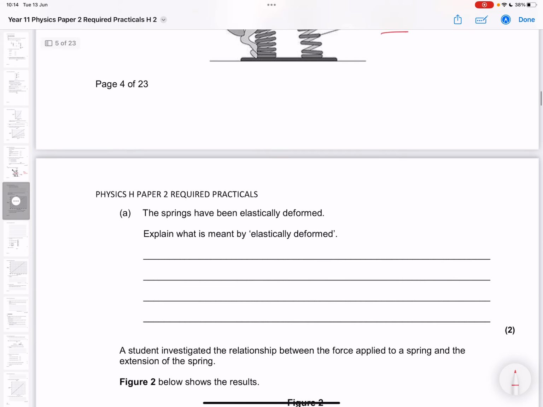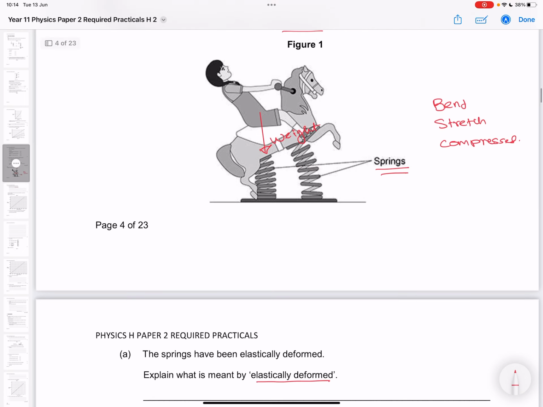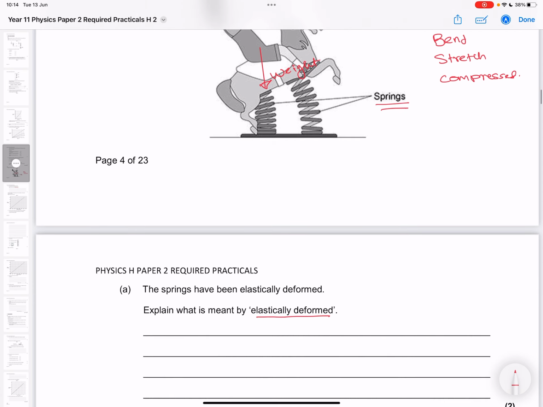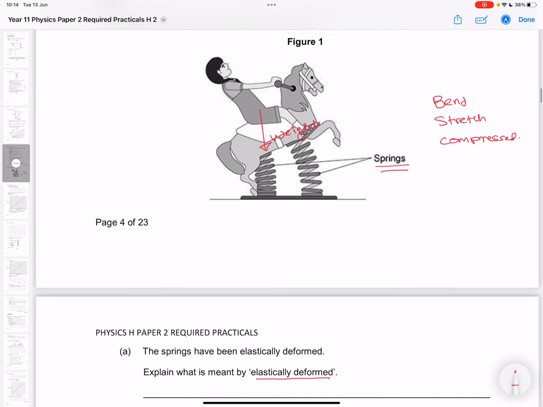Okay, let's see what they are asking. Spring have been elastically deformed. Explain what is meant by elastically deformed. Elastically deformed means when a force is being applied, the object changes shape, and when the force is being removed, the object goes back to its original shape.